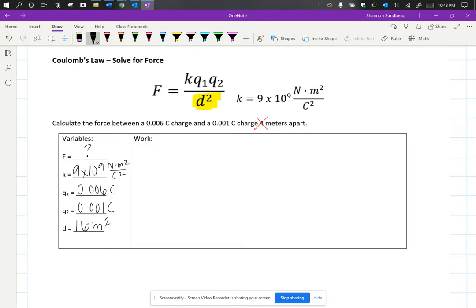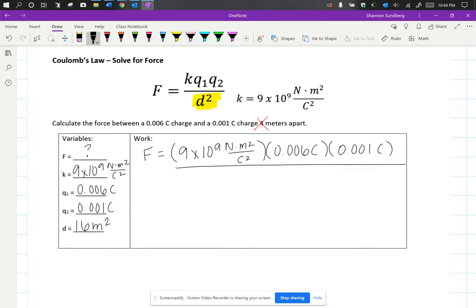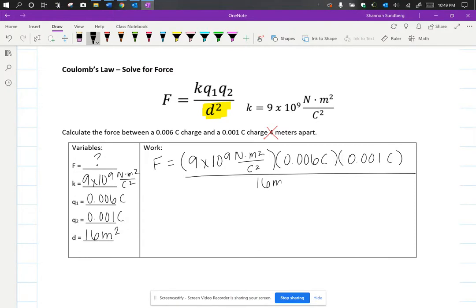Okay, well now let's plug things into our formula. So force equals, and here's where parentheses are going to keep you organized. That K value goes first, 9 times 10 to the 9th. And then my Q1 charge is 0.006. My Q2 charge is 0.001. And that's all going to be divided by my distance squared, which was 16 meters squared.